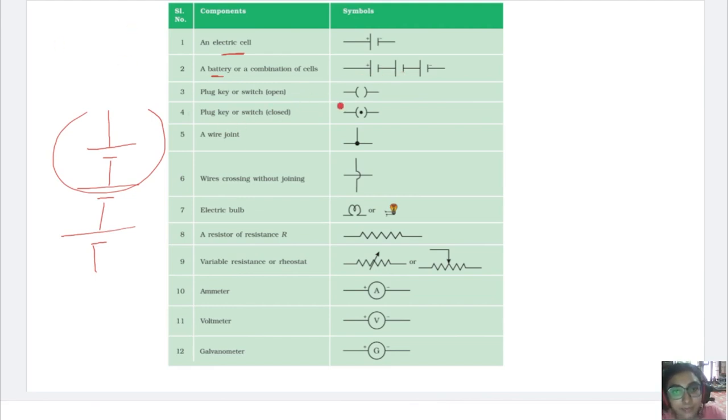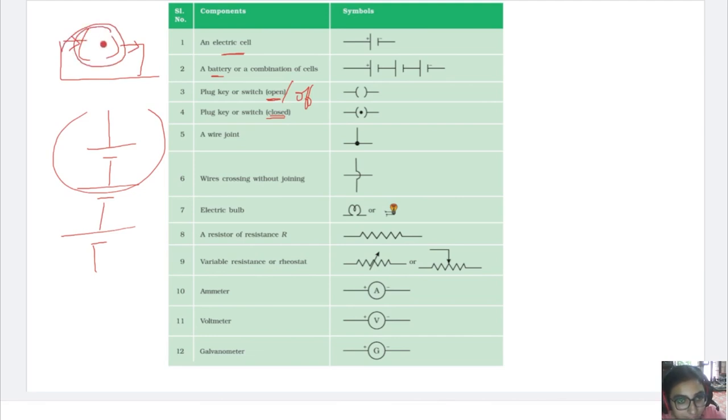Plug key or the switch, when it is in the open position, open means no current is flowing through it, or you can say the switch is in the off position. At that point it will look like this. Whenever you're saying that in this circuit the switch is on or the key is closed, that means you are completing the circuit. If a key is open, it means that there is no flow of current, right? Because you're blocking the flow.